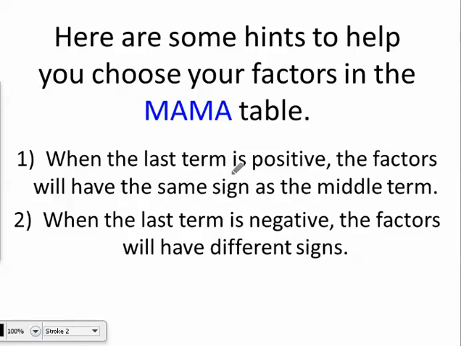If your last term is positive, my factors are going to have the same sign. They're either both going to be negative or both going to be positive. It depends upon what the sign of the middle term is. If the middle term is a negative number, then they're both going to be negative, and it's going to add to that negative term. If the last term is negative, then the two factors are going to be different signs, and you can look at the middle term and say, well, which one needs to be the bigger one? If it's a positive term in the middle, it's going to be the positive number. If it's a negative term in the middle, then it's going to be the negative one.